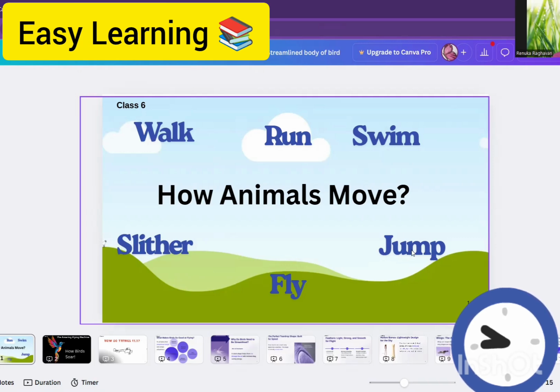And can you give examples for animals which jump? Yes, kangaroos, rabbit. Okay. And what are the animals which fly? They are the mosquitoes, birds, dragonflies. Okay, children. Good. Great job.